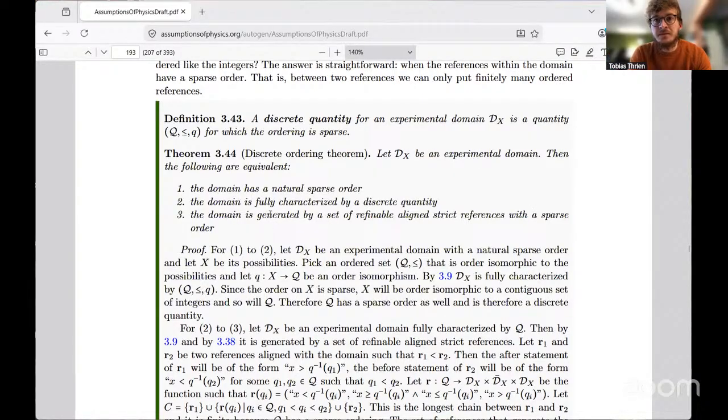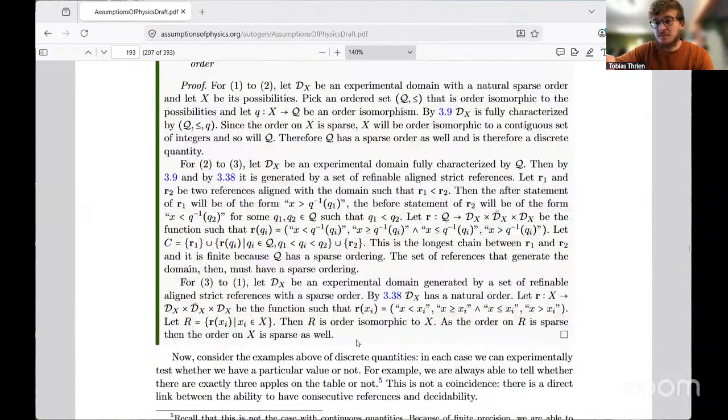Right? So the idea is that we saw before that if the domain is generated by a set of refinable strict references, we get an order. And now we basically impose the order on the references themselves. So we can say, I have two references, one comes before the other, they're linearly ordered, and I can't put something in between. Then you're going to get the discrete quantities. So as we said last time, we're not going to go through the proof.